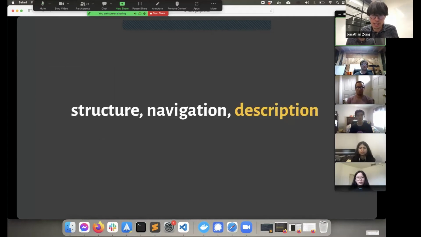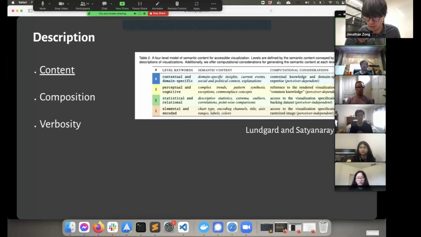And then finally, description. This gets to some of the questions about customizing those descriptions earlier. We broke down description into three different components. One is content.